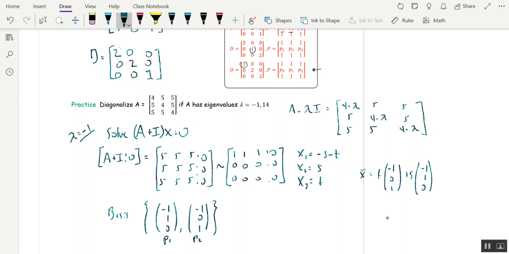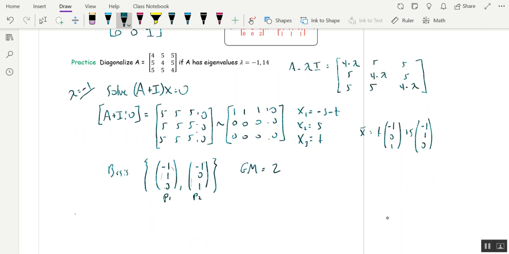Okay, so the geometric multiplicity of lambda equals -1 is 2. We know that the geometric multiplicity is always less than or equal to the algebraic. So I know the algebraic is going to be 2 also. So I know that when I write down my diagonal matrix D, the eigenvalue lambda equal -1 will appear twice. It's going to have to appear once to get paired with this guy and once to get paired with that guy. So lambda equals 14.